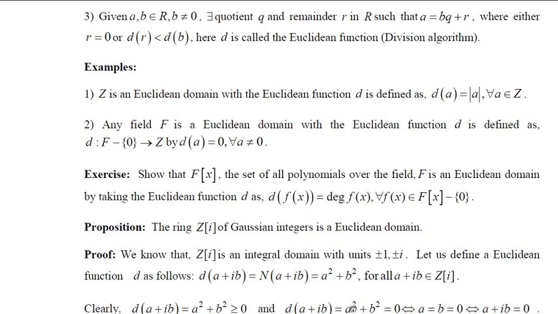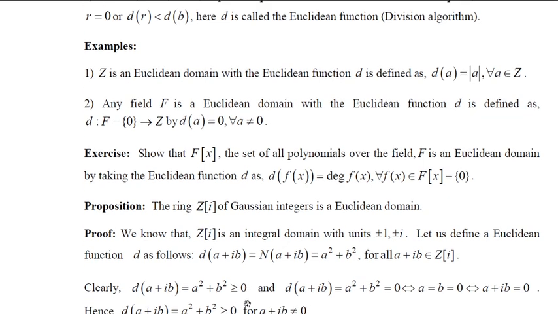Because we are going to square any positive or negative value, a square and b square both are positive. A sum of positive values will become 0 provided a is 0 and b is 0. So a and b being 0 means a plus ib will be 0. So that means d of this is 0 if this is 0. But suppose a plus ib is non-zero, then d of a plus ib is always greater than or equal to 0.